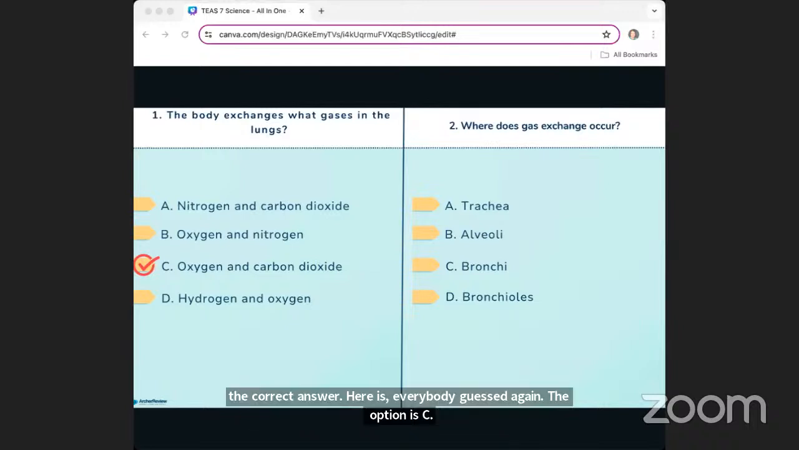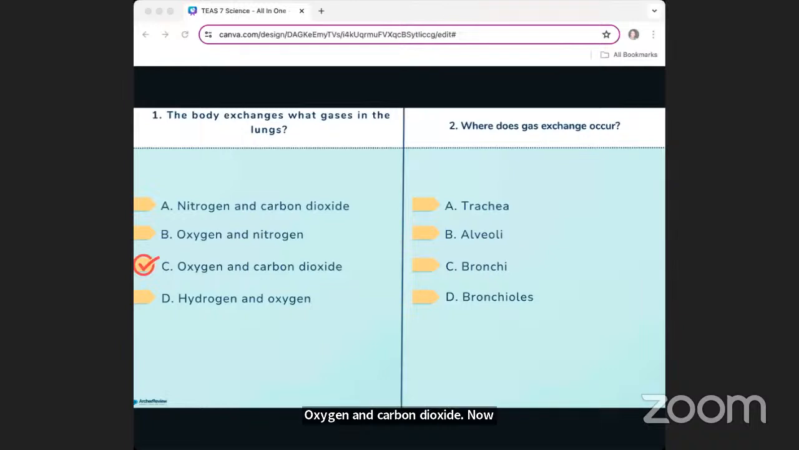Now, I want to mention the other gases, nitrogen and hydrogen here, because we do inhale nitrogen. We do. And in trace amounts, we inhale hydrogen. Except the difference with those gases is those gases are not actively reacting, therefore not a part of the respiratory system. So the oxygen and the carbon dioxide are those two gases. Great job to those who chose option C.